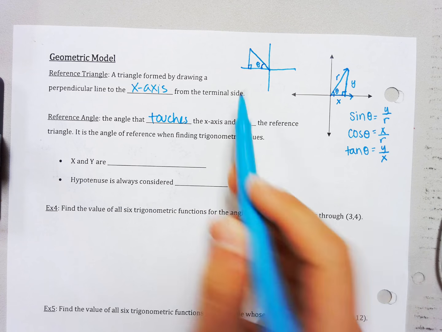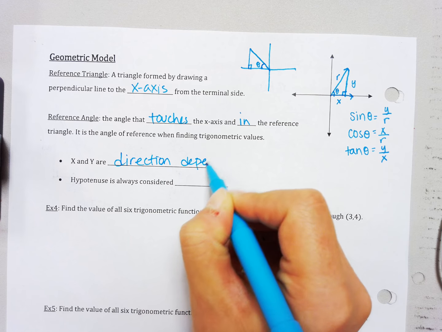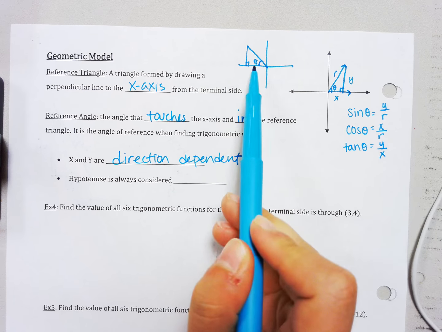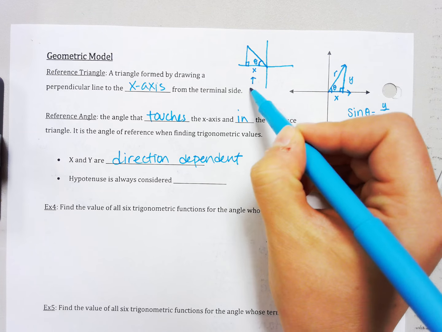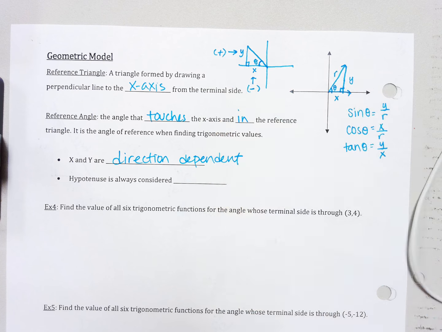Y and x, as you can kind of see here, these things are direction dependent. That means that it's possible for sine, cosine, and tangent to be negative because your x and y coordinates could be negative. If I'm in this quadrant, then this x value that I have is going to be some negative number, but this y value that I have is going to be something that's positive. Depending on what quadrant you are in, these things could be direction dependent.